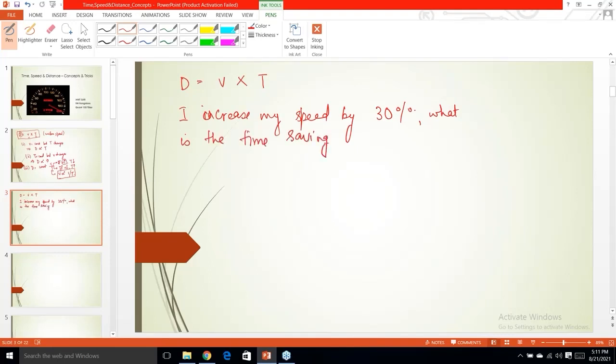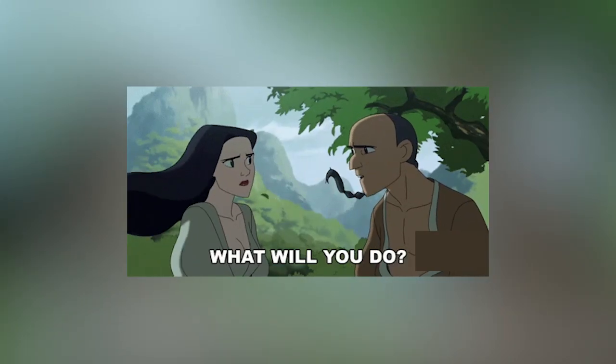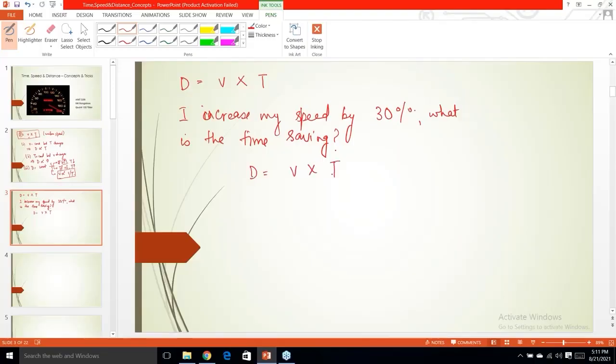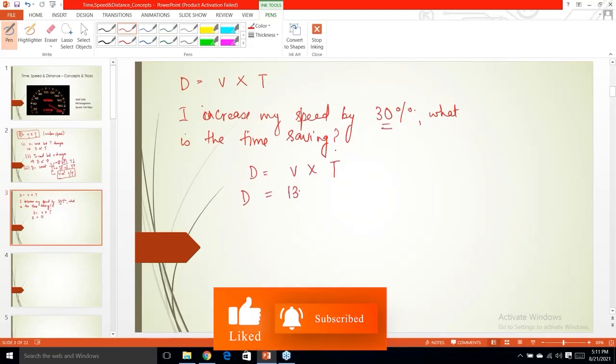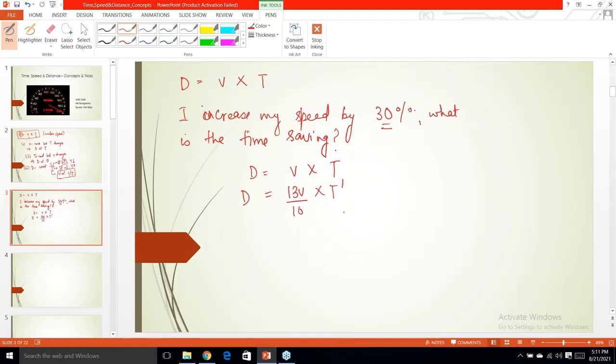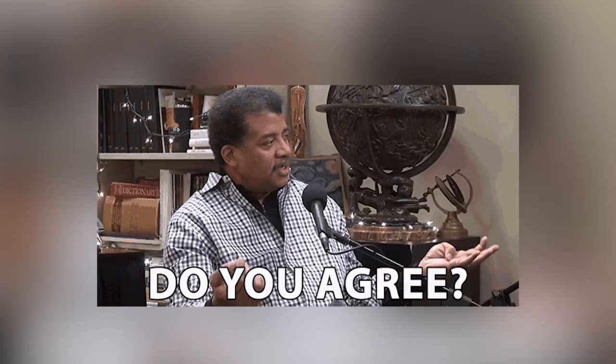Now, obviously, if you know the final time that you are taking, you can also calculate the time saving. So the idea is to calculate the final time. Now what will you do? You know that d is v into t. If I increase the speed, I'm traveling the same distance. If I increase the speed by 30%, my speed becomes 1.3 v, right? Which is 13 v by 10, correct? What is the time? T dash. Divide the two equations. D gets cancelled. V gets cancelled. T dash will come out to be 10t by 13. Do you guys agree on this?